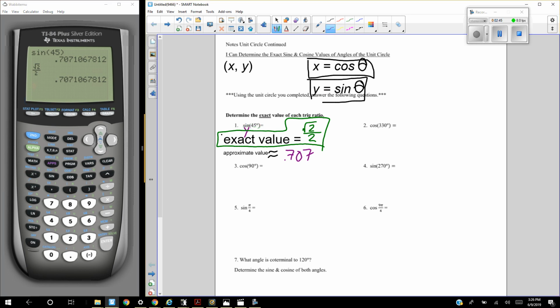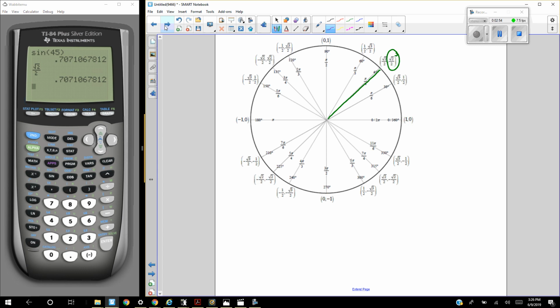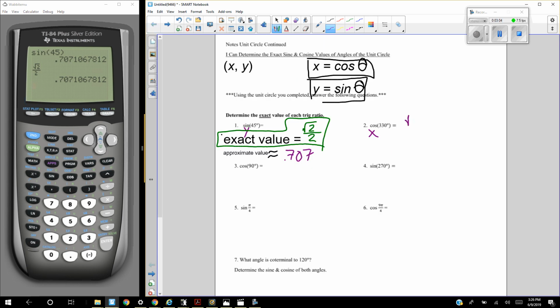Now let's go through the rest of these, just get the exact value. Number 2, cosine. Cosine is the x coordinate. Find 330 degrees on the unit circle. It's right here. We want the x coordinate, so it's radical 3 over 2. And that's it. If you have the unit circle, getting these exact values is pretty simple. Press pause, try problems 3 through 6.